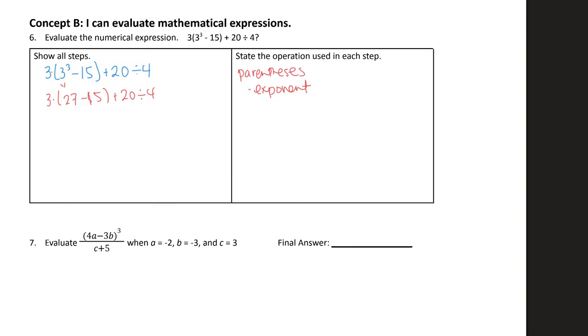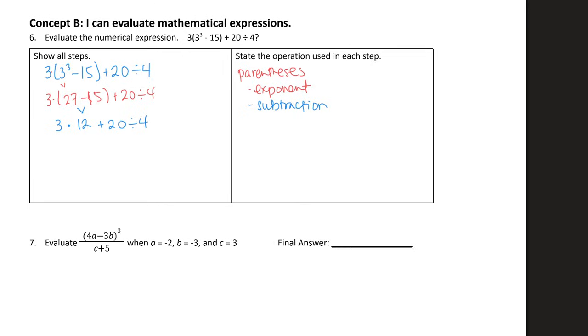Next thing we're going to do, we're still working inside the parentheses. So still inside the parentheses, the next thing we're going to do is subtraction. So 27 minus 15 is going to be 12. And now we're going to bring down everything. So now we've got that down to one number. I don't need the parentheses anymore.